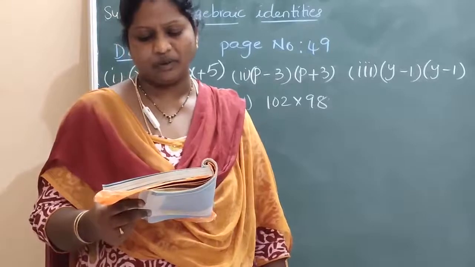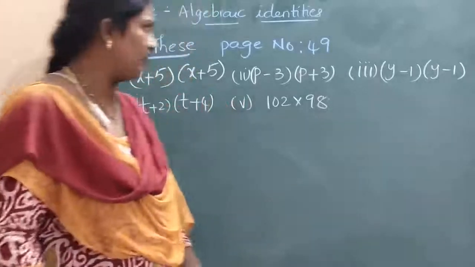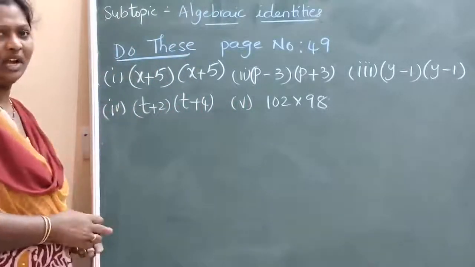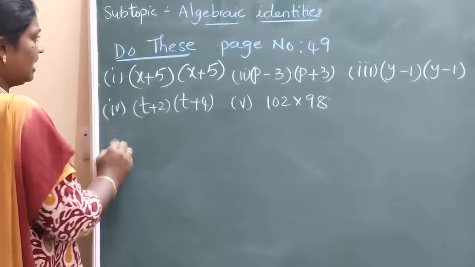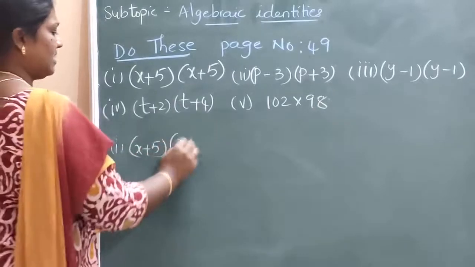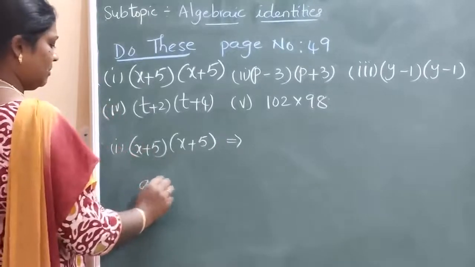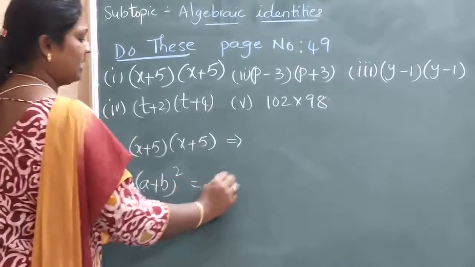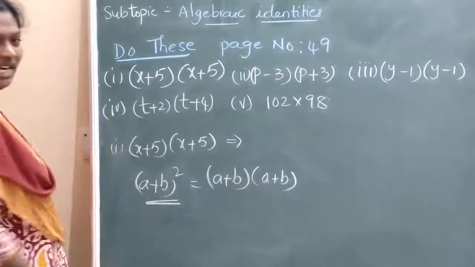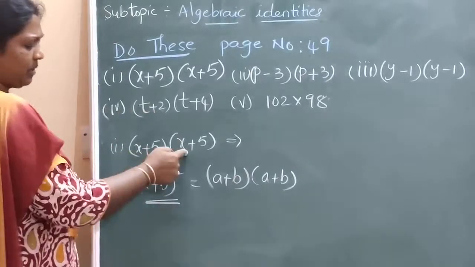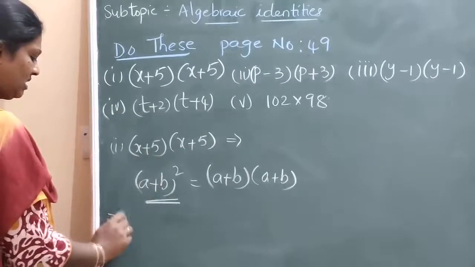Again, you have this problem to do. Find the following product using appropriate identities. So by using appropriate identities, we have to find out these problems. The first one is x plus 5 into x plus 5. It is in which form? We know that A plus B whole square equals A plus B into A plus B. So for solving this problem we can use the first identity, A plus B whole square. So let's see the execution.